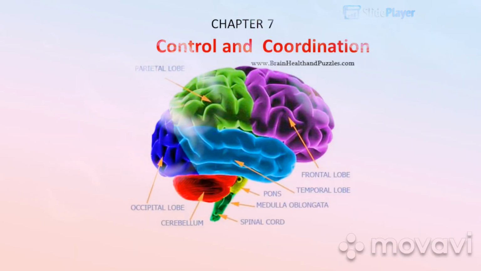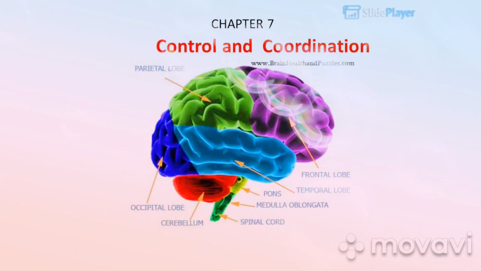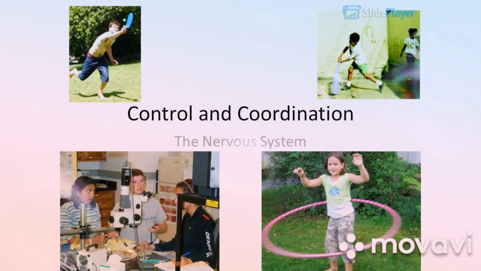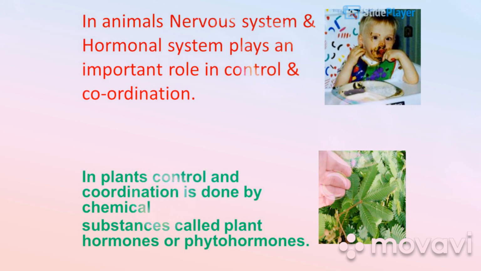Chapter 7: Control and Coordination. Control and coordination. The nervous system. In animals, the nervous system and hormonal system play an important role in control and coordination. In plants, control and coordination is done by chemical substances called plant hormones or phytohormones.